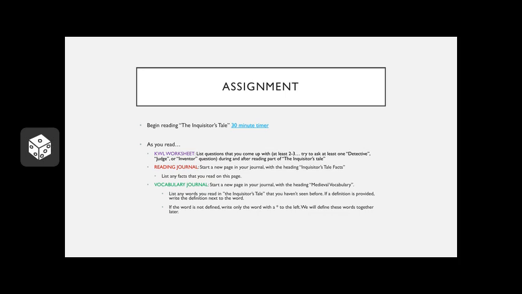I'd like you to also, in your reading journal, start a new page with the heading Inquisitor's Tale Facts. And there you're going to list any facts that you're able to pick out in the Inquisitor's Tale.